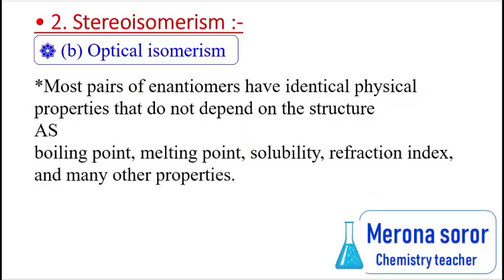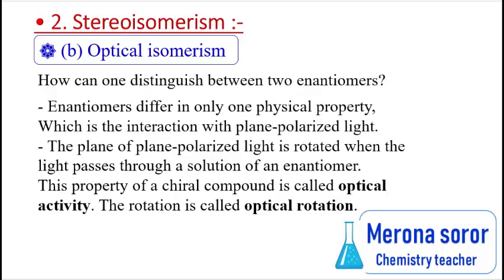Most pairs of enantiomers have identical physical properties that do not depend on the structure, such as boiling point, melting point, solubility, refractive index, and many other properties. Enantiomers differ in only one physical property, which is the interaction with plane polarized light. The plane of plane polarized light is rotated when the light passes through a solution of an enantiomer. This property of chiral compounds is called optical activity. The rotation is called optical rotation.